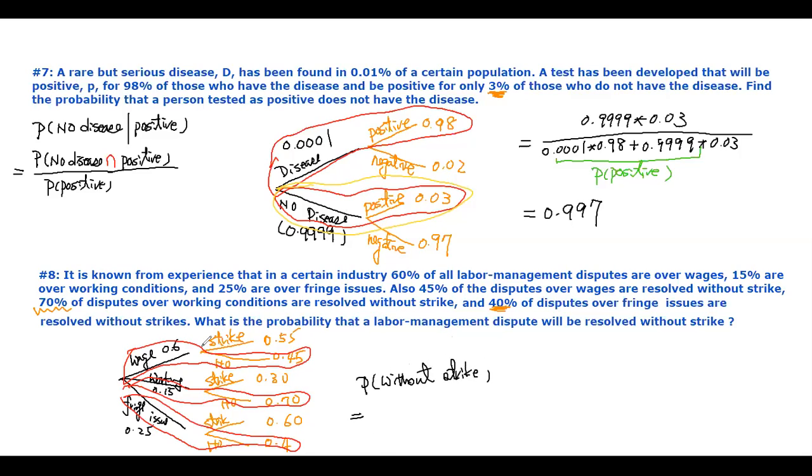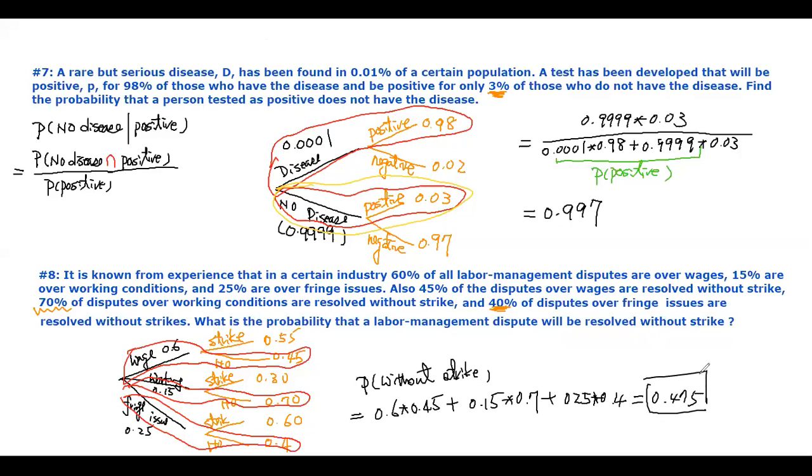Okay, so the first branch is given this condition. So it's 0.6, by the multiplication rule, times 0.45. Then plus the working condition, 0.15 times 0.7, right? And then the fringe issues is 0.25 times 0.4, right? So if you calculate, you get 0.475. That means about 47.5% of all the disputes will end up without strikes here.